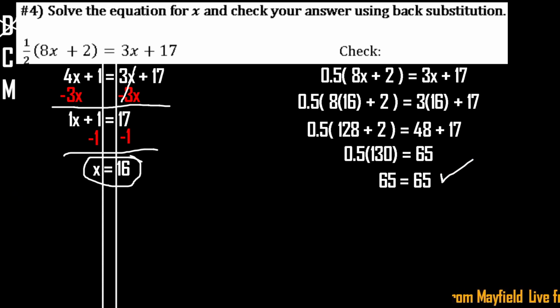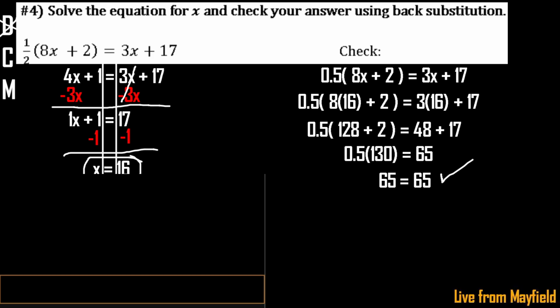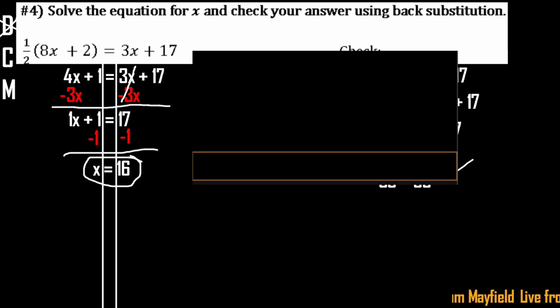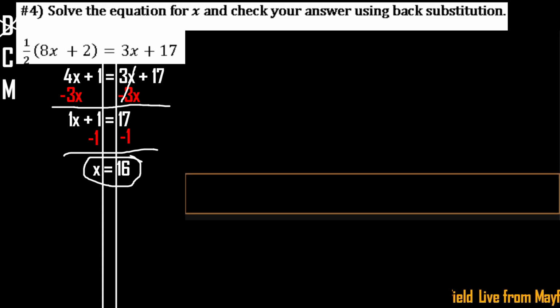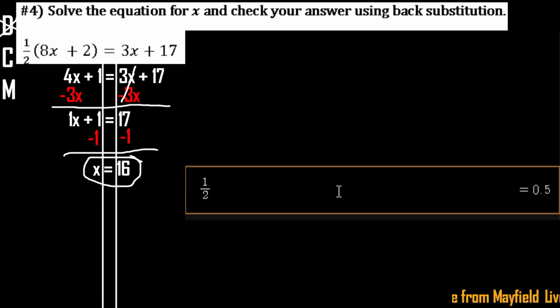Again, I can also show using that Desmos calculator. And so let's move this check over here and make it a little bit bigger. And so I type in exactly how it looks. So I have 1/2 times 8x plus 2. Again, I have to type that left side of the equation in first. Did I have green before? Yeah, I did. All right, let's do green again.